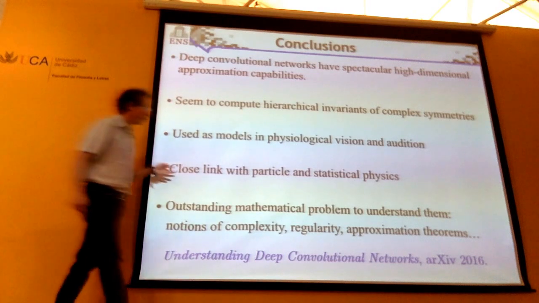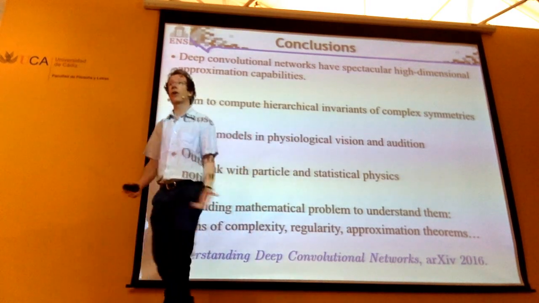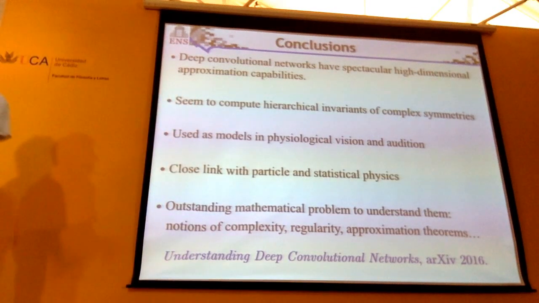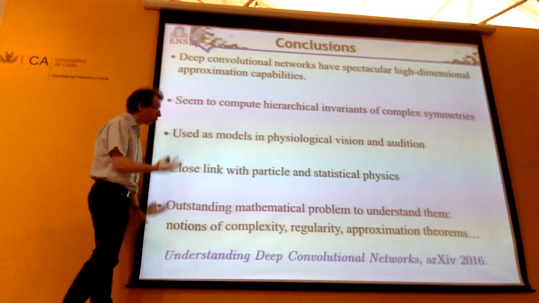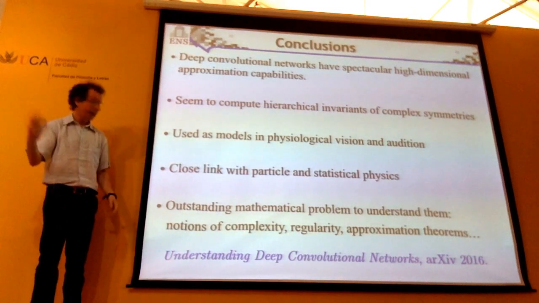There is a close link with physics. Particle physics is entirely based on the analysis of groups and symmetry, so we should see a convergence of these fields. A lot of math has been developed in that framework, and there are some close links, as I said, in statistical physics, I showed the Ising model.